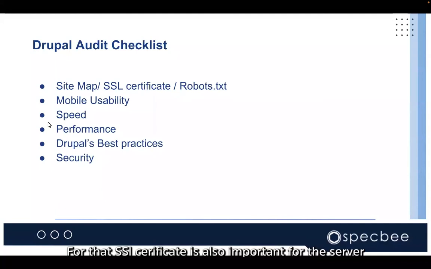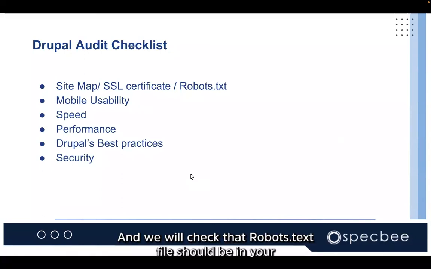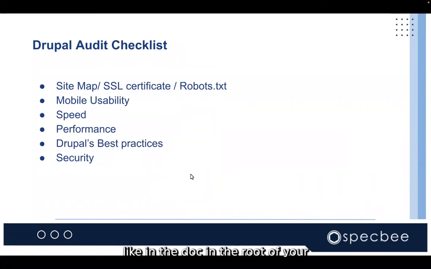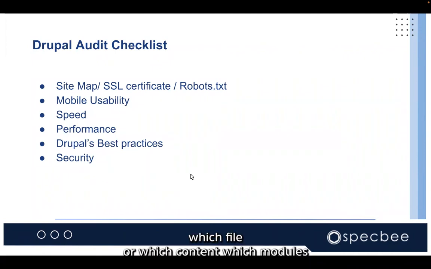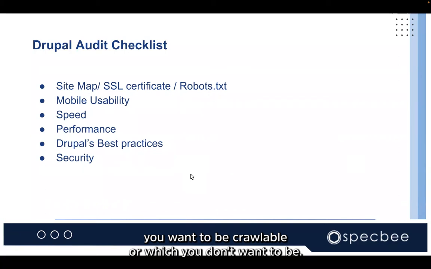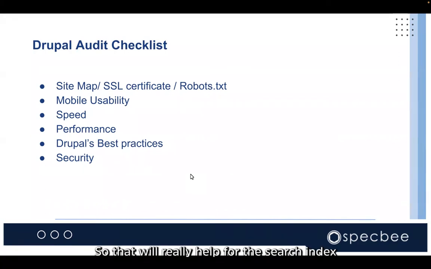The SSL certificate is also important, and we will check that the robots.txt file is in the root folder of your website. In that file, we define which content or which modules you want to be crawlable and which you don't want to be. That will really help for search index optimization.